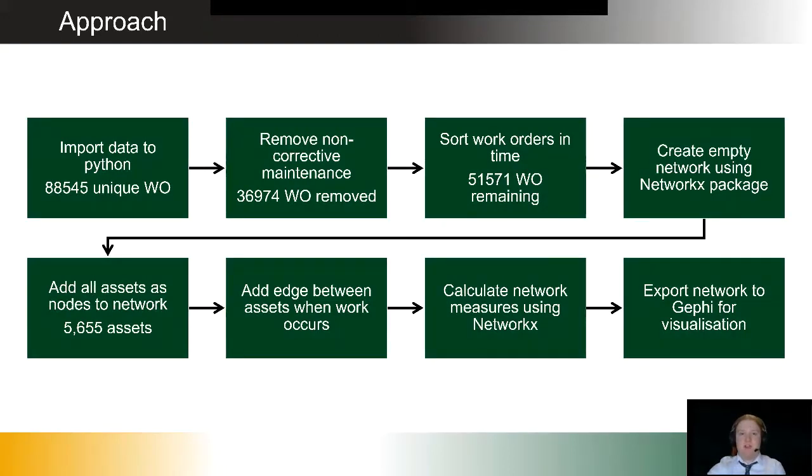This diagram shows the steps that my program uses to construct the network. First, the data is imported to Python and non-corrective work orders are removed. The NetworkX Python package is used to construct the network. The assets are added as the nodes, and then edges are placed between these nodes when work occurs within a set time window in the data for the assets. NetworkX calculates the network measures that I will show soon. And finally, we export this network to a program called Gephi to show the network visually. The results of this will be shown on the following slides.